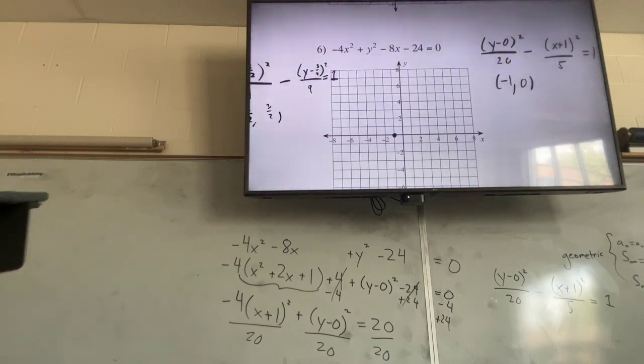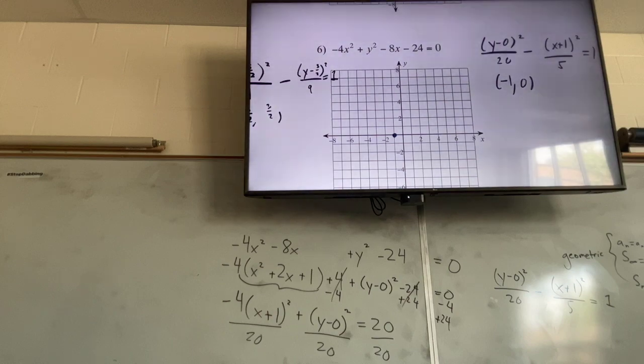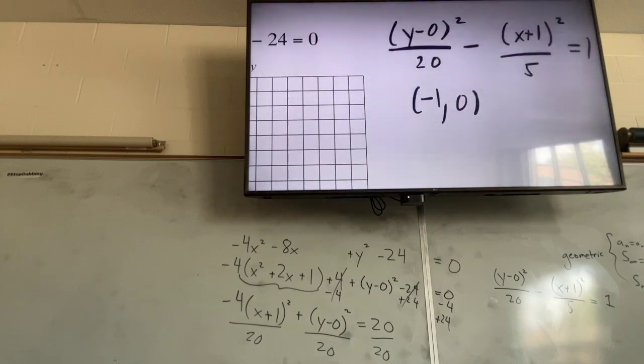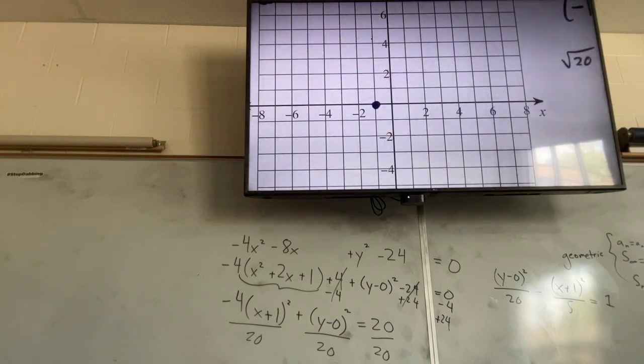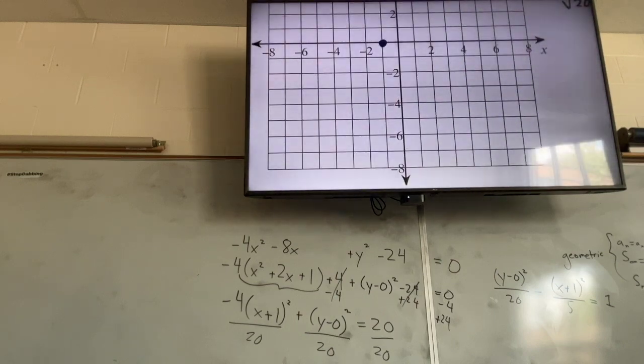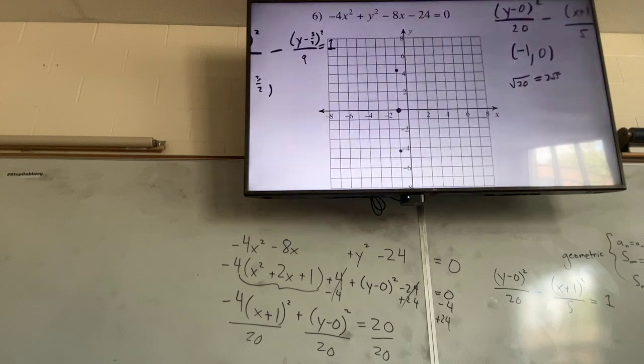Okay, is this an up and down hyperbola or a left and right hyperbola? Up and down. Why? The y is first. Okay, what's that number underneath y? 20, so the square root of 20 is equal to 2 root 5. It's a little over 4. So let's go a little over 4 up, a little over 4 down.